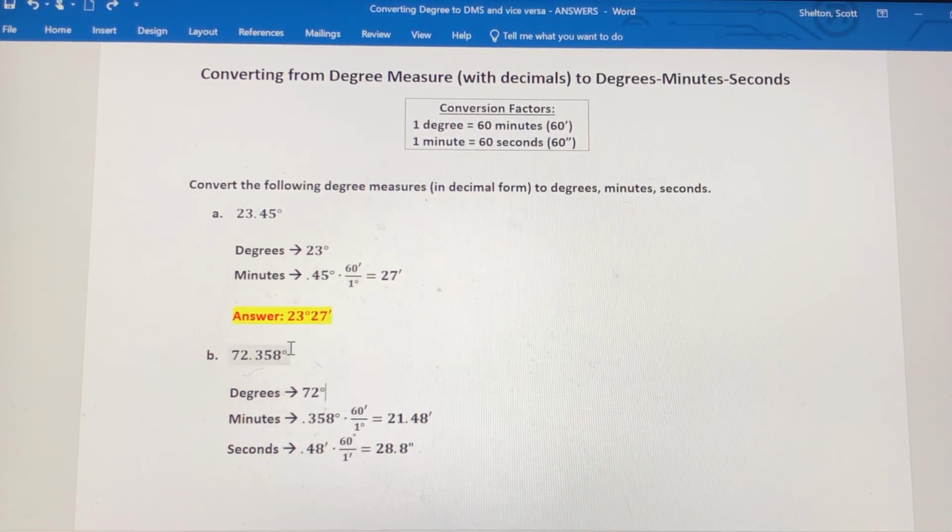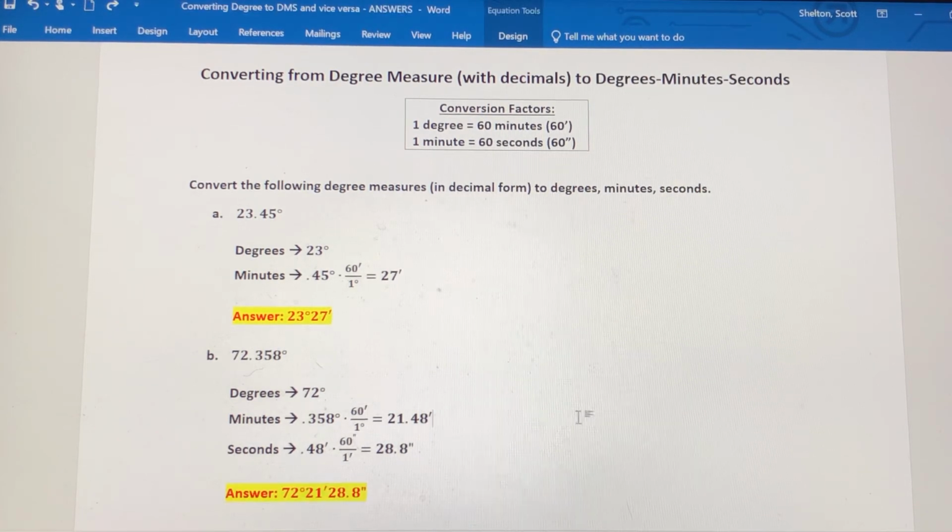So, to convert 72.358 degrees to degrees, minutes, seconds, I've got 72 degrees, 21 minutes, and 28.8 seconds, okay? So that's how you convert from a decimal form of degree measure to DMS or degrees, minutes, seconds form.